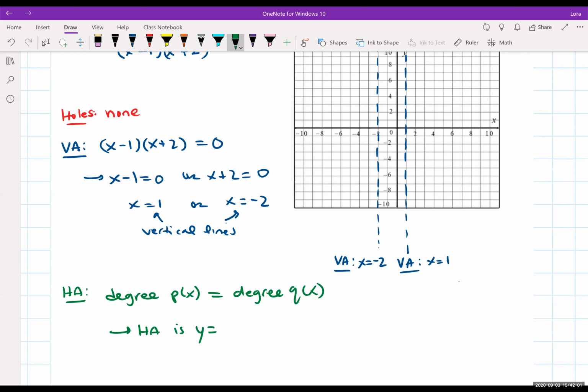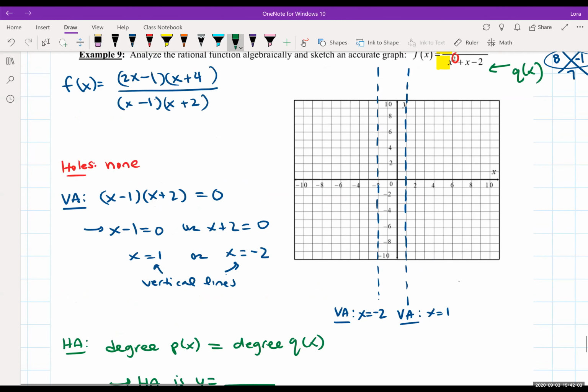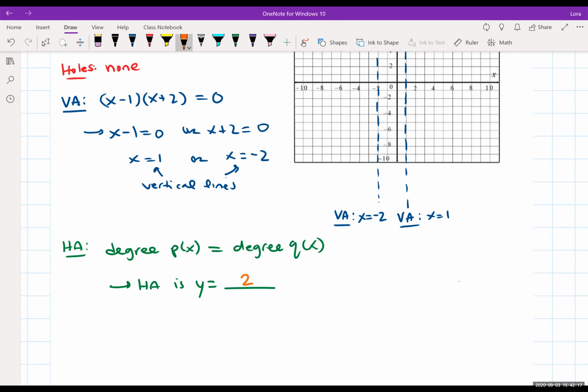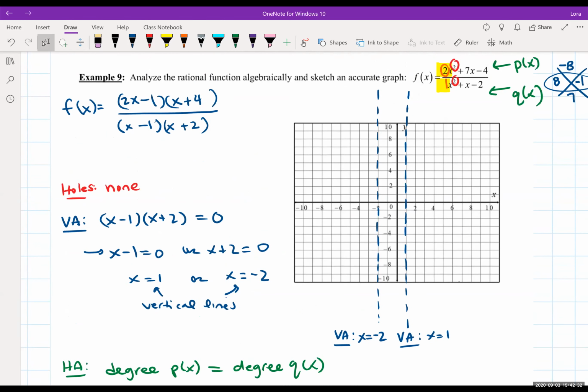It's at y equals, and remember what we did is we take the leading coefficients, 2 over 1. So we can reduce that. 2 over 1 just gives us a 2. So again, this is a horizontal line, don't forget. And let's add this in our graph. So y equals 2.